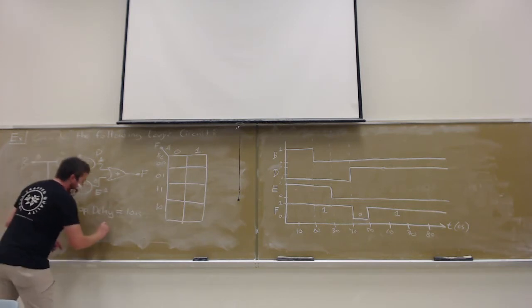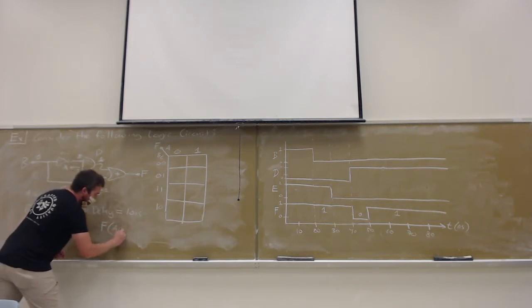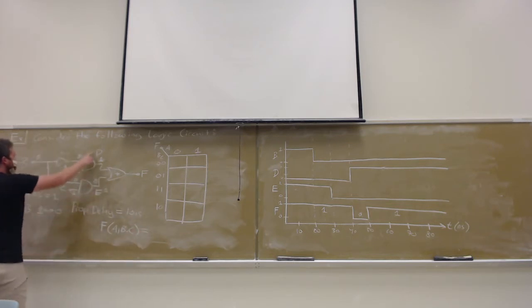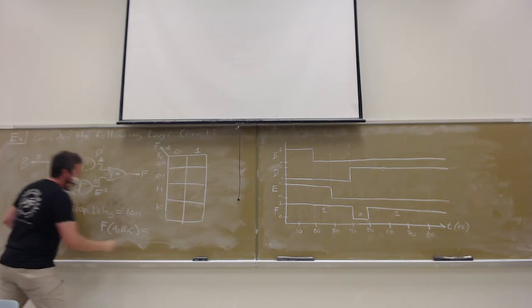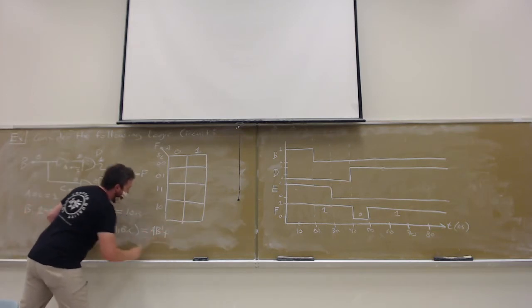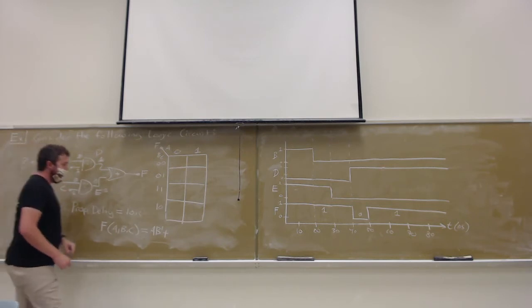So now, what do we have? How do we express F as a Boolean expression? Well, F is a function of A, B, and C. And here we see that what we had as D was B prime, since it goes to the inverter, and A. So we had A and B prime, or down here we just had B and C.